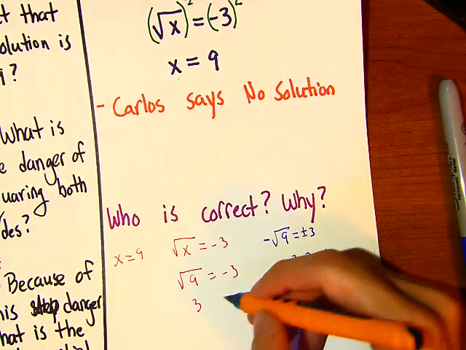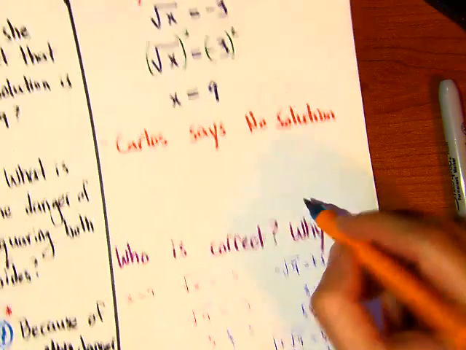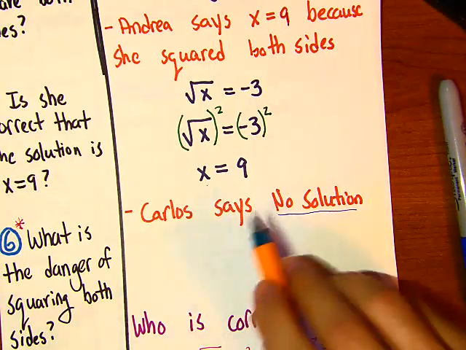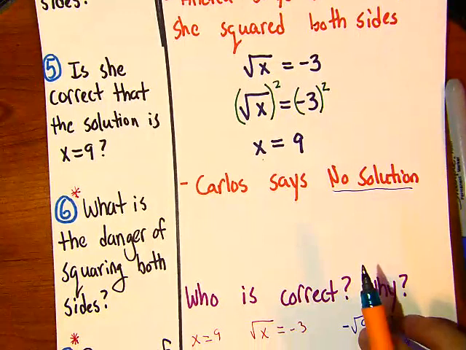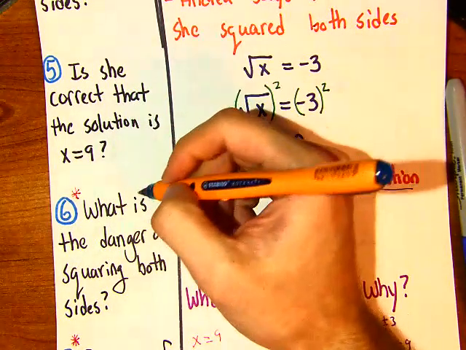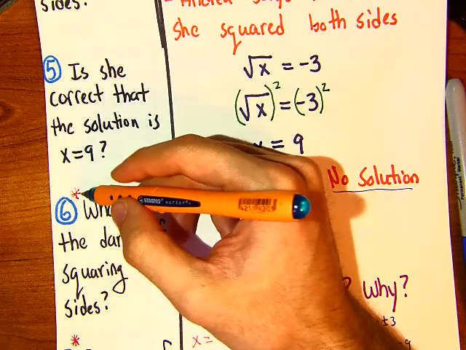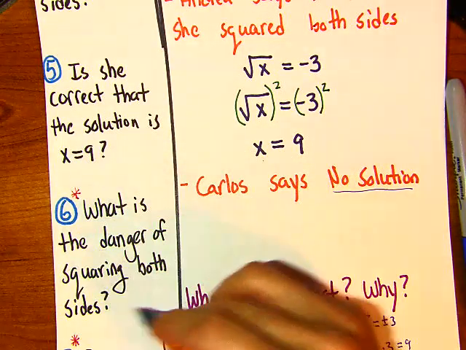So this is 3 is equal to minus 3. This is not true. It is no solution. So Carlos was correct over here. And what I'd like you to have is here, whether or not you're going to do the Cornell notes and that setup, that is up to you. But if I have a little star over here, this is a very important question.